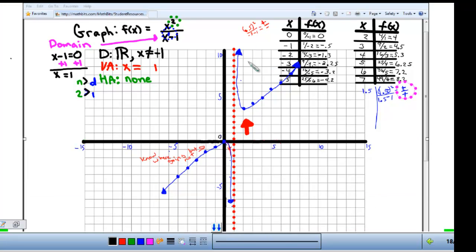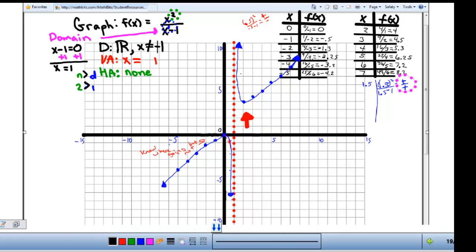So we finished graphing this function. And this concludes flaps 2 and 3 in our Unit 13 foldable.